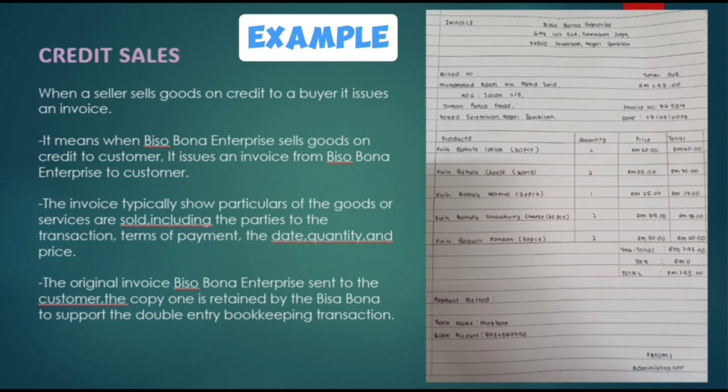The original invoice is sent by Viso Bona Enterprise to the customers. Copy one is retained by Viso Bona to support the double entry bookkeeping transaction.